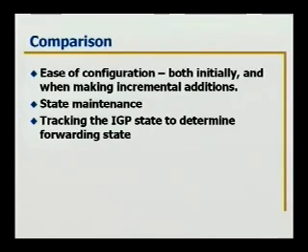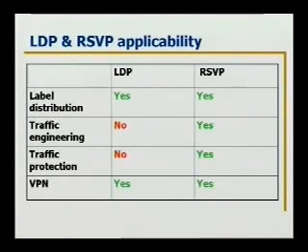Finally, there is the issue of LDP tracking the IGP state to determine forwarding state. What this means is that we now have two protocols going in tandem. When you have two protocols that need to go hand in hand, there are always going to be race conditions. And what is important to understand here is that this is not an implementation issue. This is a protocol issue. Whenever you have a protocol defined in a way where it has to work in conjunction with another protocol, there's going to be some racing going on.